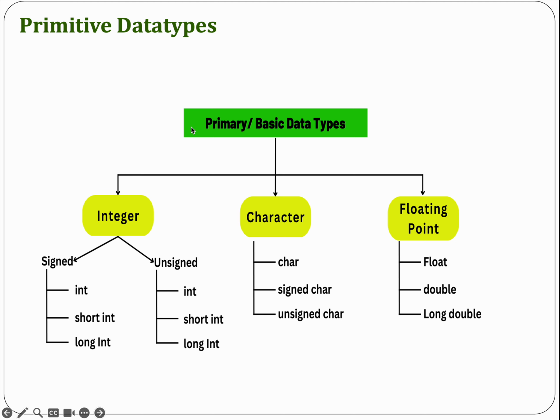Let me speak about the primitive or basic data types. Just before, we discussed the categories of data types: primitive or basic, then derived, and then user defined. When we talk specifically about primitive or basic data types, we have three things: integer, character, and floating point. Again, the integer is further subdivided into signed integer and unsigned integer. We'll see in detail with an example what is meant by signed integer and unsigned integer.